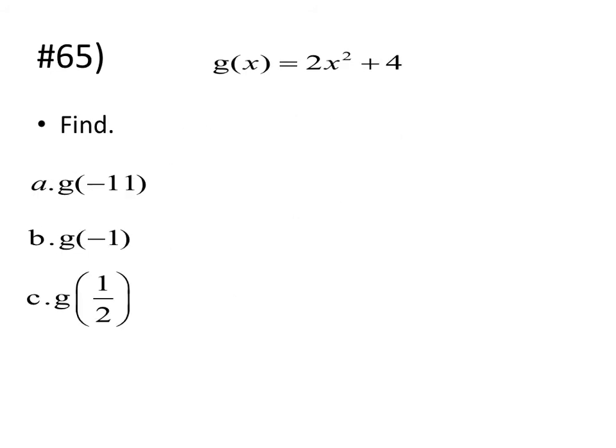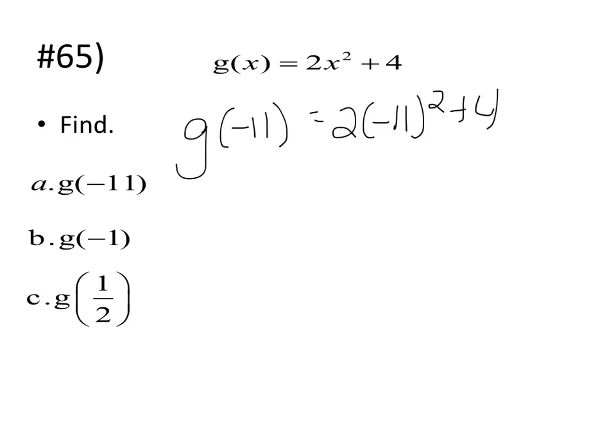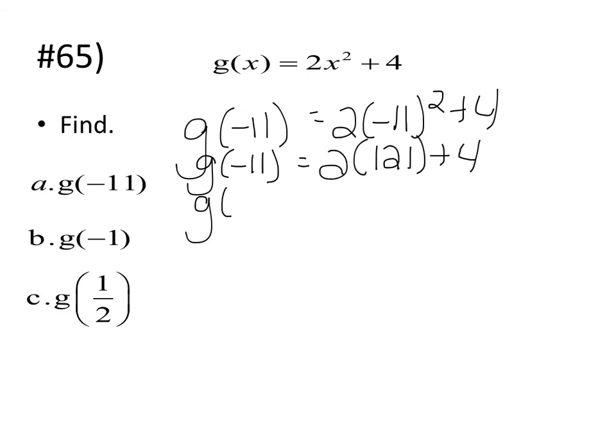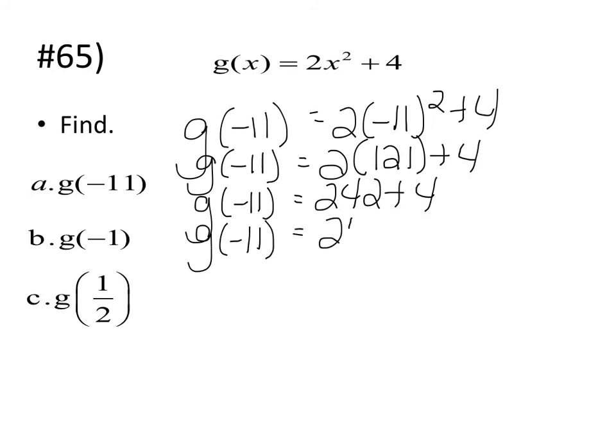Okay. Alright. So they want g of negative 11. So you get 2 times negative 11 squared plus 4. Negative 11 squared is positive 121. 121 times 2 would be what? 242 plus 4. So that would be 246. Okay, that's A. I'll use a different color to make sure it's clear.